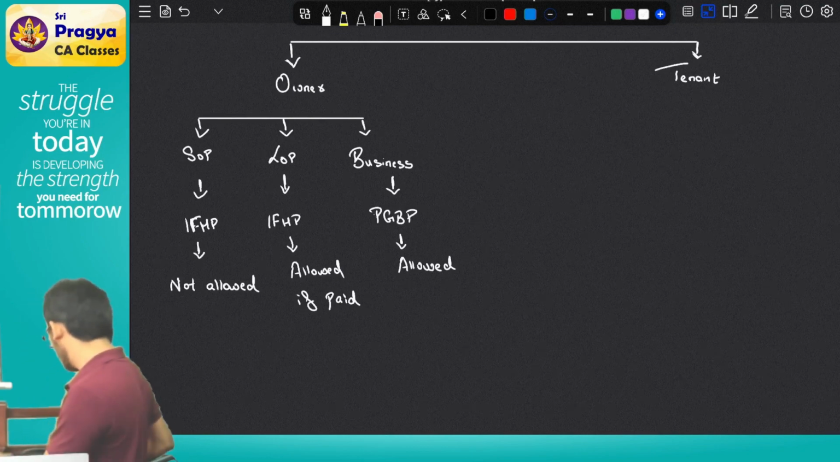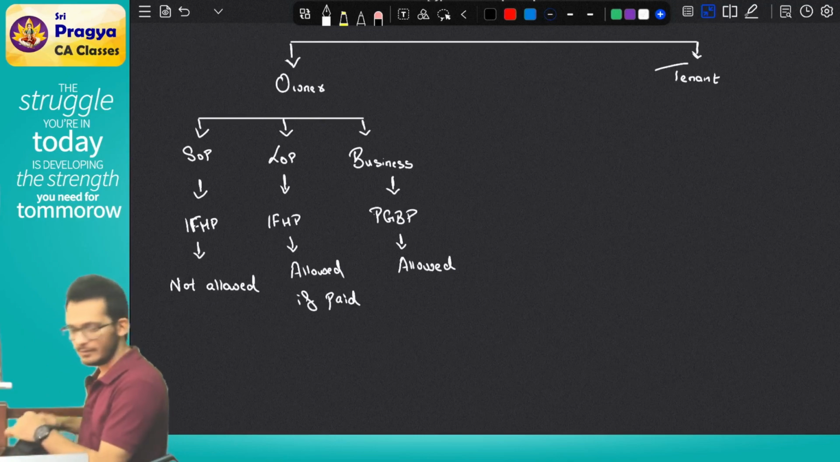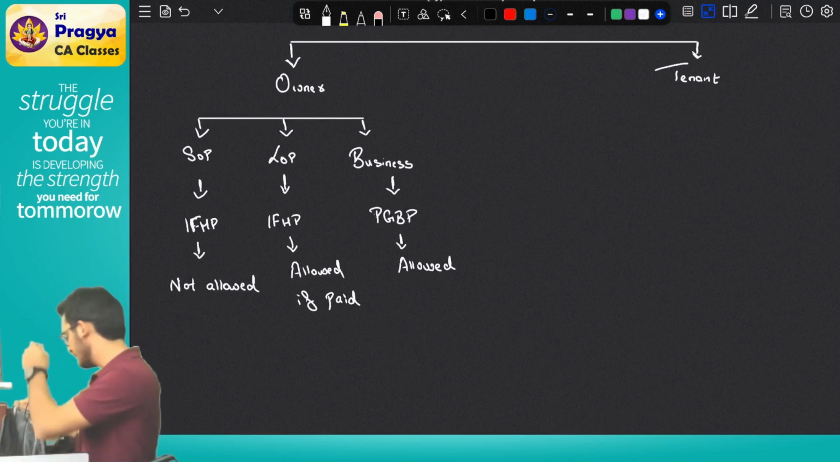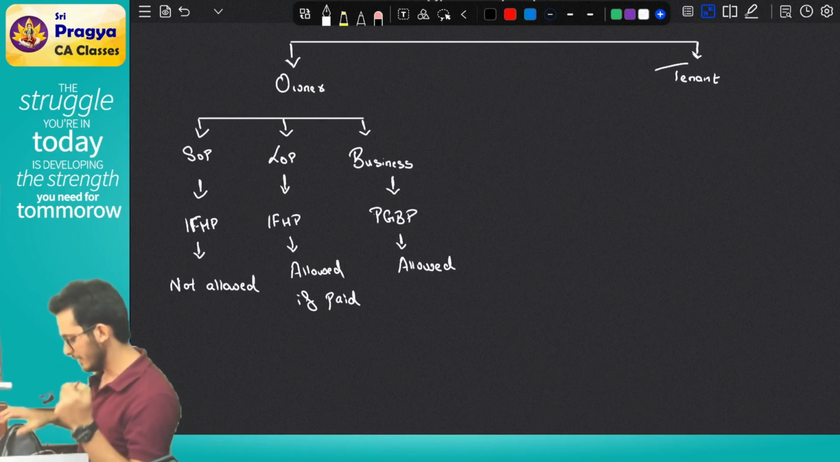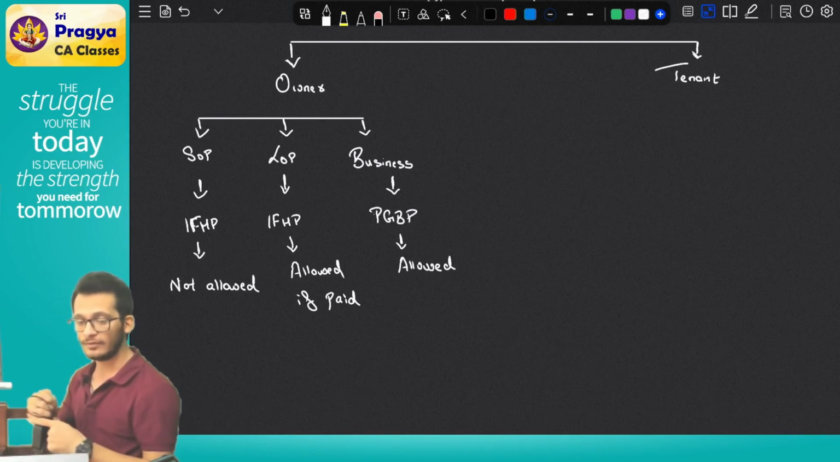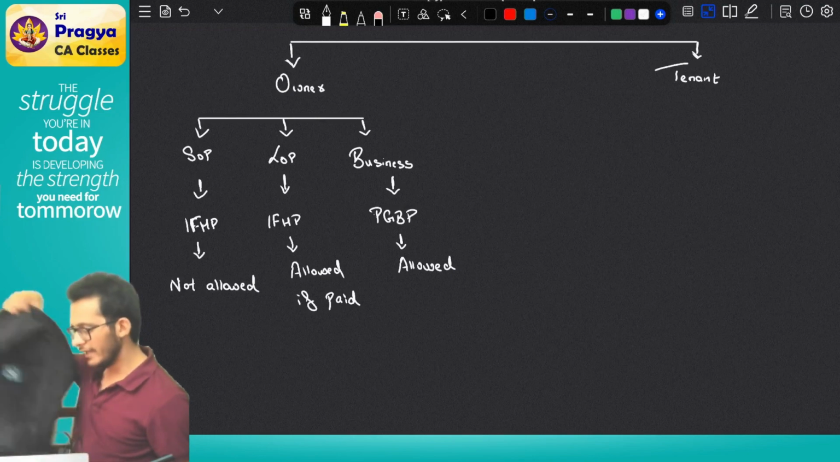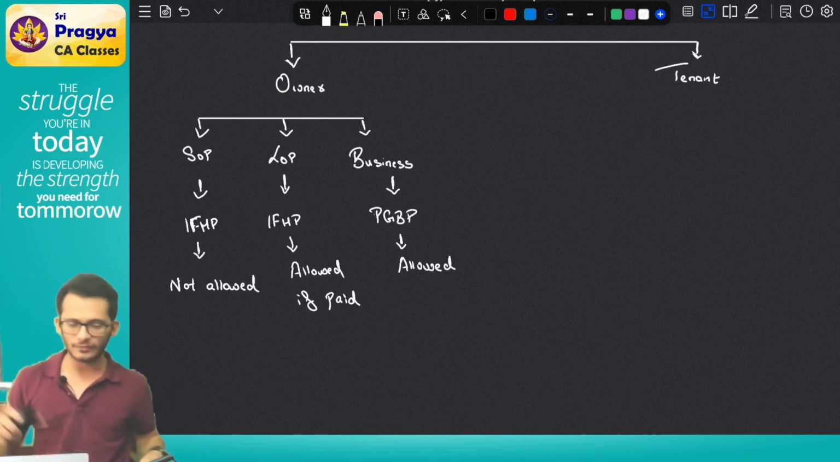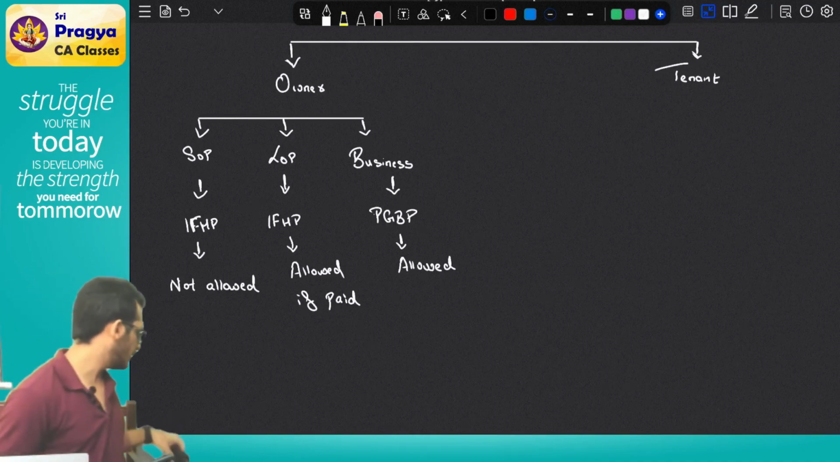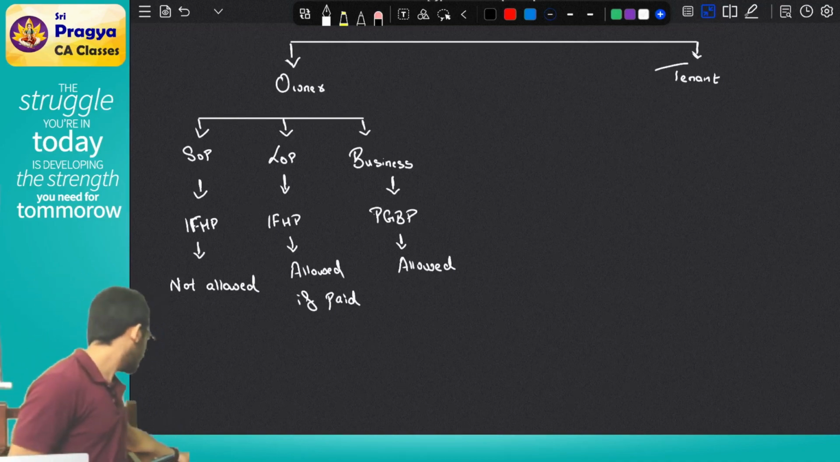I told you it is allowed as a deduction subject to 43B. What does 43B say, Rahul, from the syllabus? Section 43B says that if you have any kind of expenses, you have time until the due date of filing the return. If you make the payment by the due date of filing the return, you can claim it as a deduction. Otherwise, you will get no deduction.